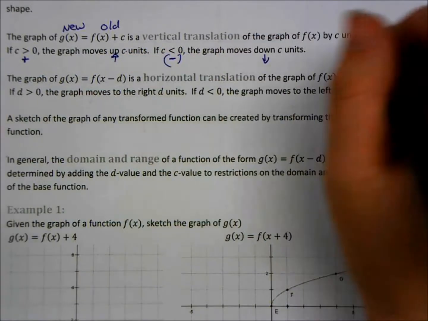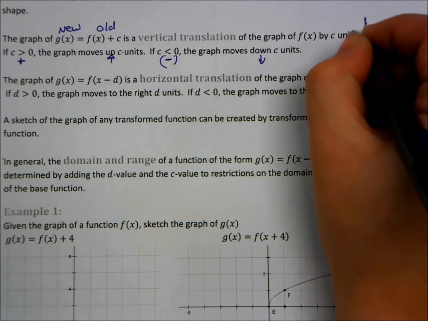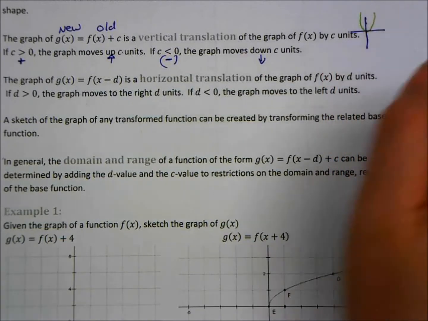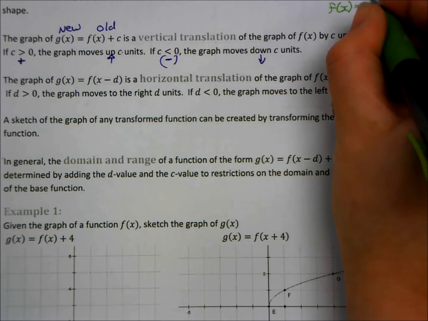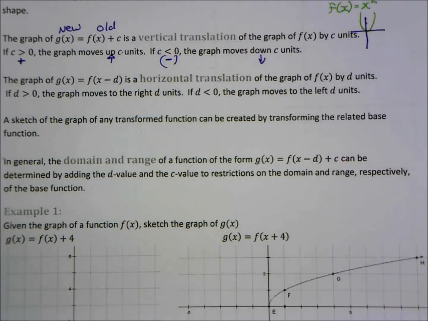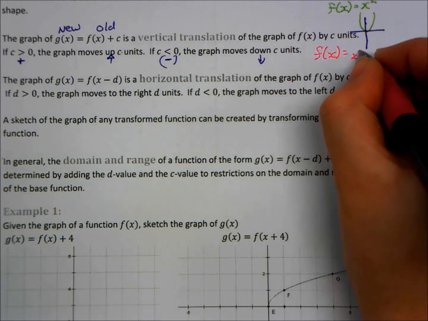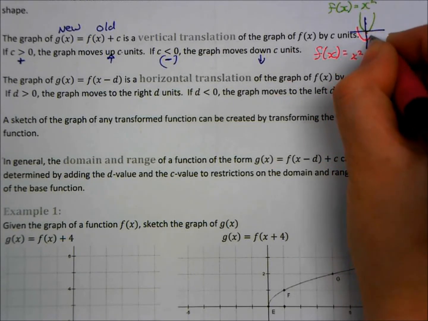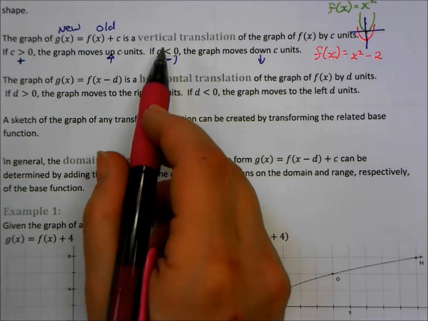This is very similar to our idea of a vertex of a parabola. We normally have a vertex here, and this graph is f of x equals x squared. Well, we could have f of x equals x squared minus 2. That would mean the vertex moves down 2. And then we have our new graph. So this is a vertical translation.